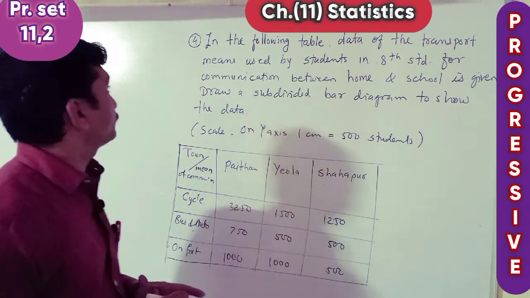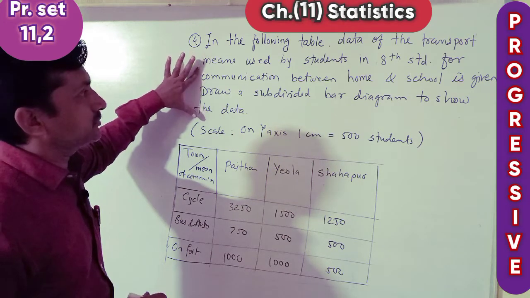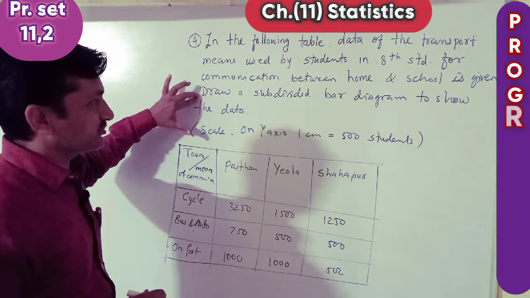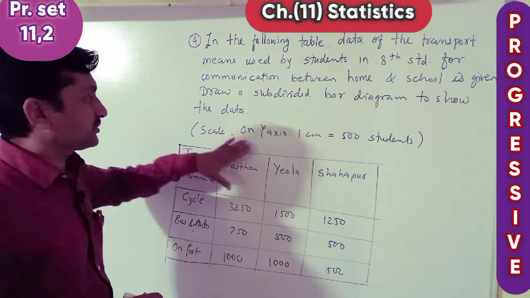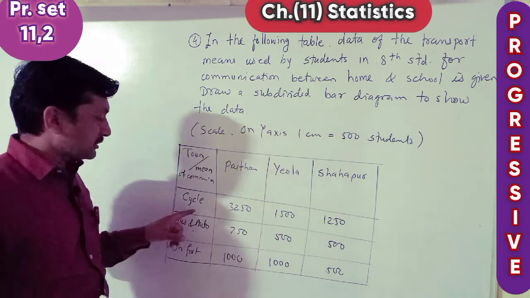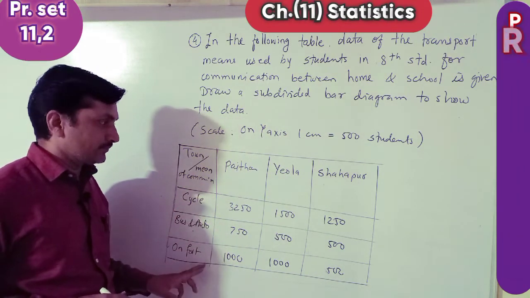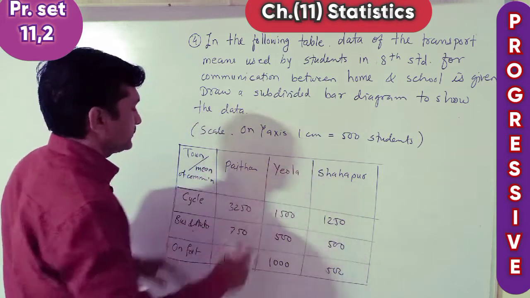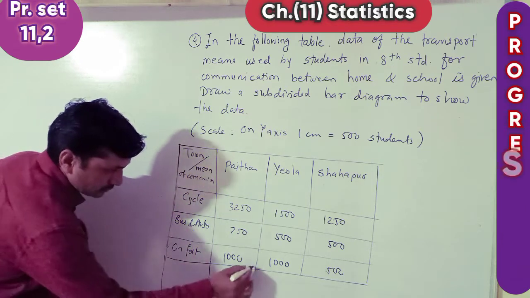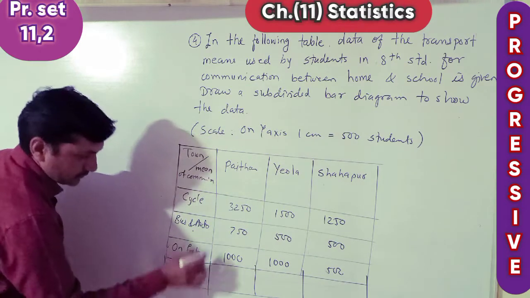Friends, let's see example number 4. In the following table, data of the transport means used by students in standard 8 for communication between home and school is given. Draw a subdivided bar diagram to show the data. On scale y-axis 1 centimeter is equal to 5 students we have to take. Now here there are 3 modes of transport or communication: cycle, bus and auto, on foot. Okay, and 3 towns are there, cities. But when we start the solution, we want total. Therefore here total we want here.